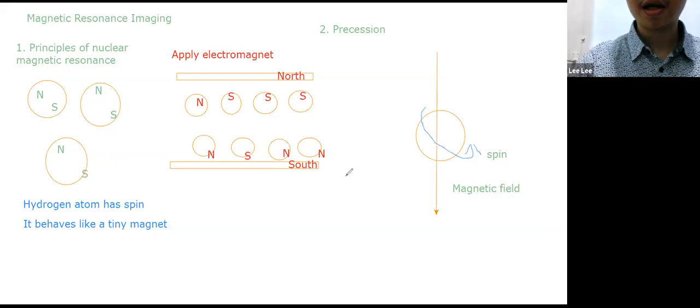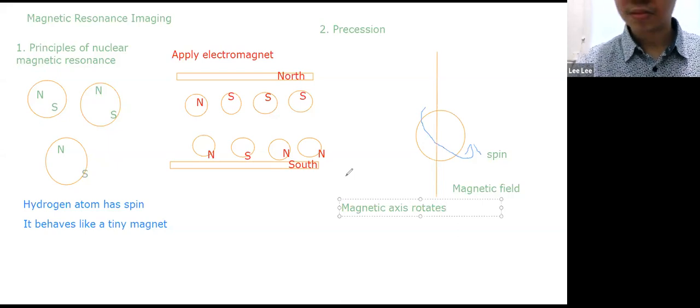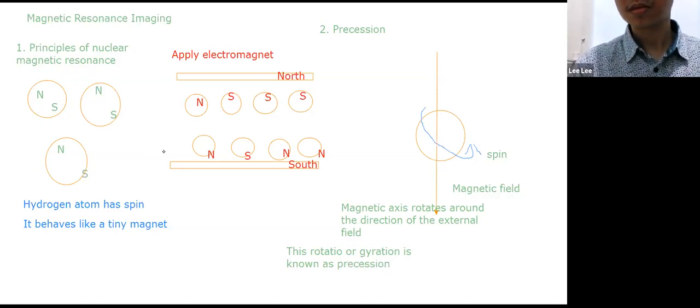Understand until here? In this spinning process, the magnetic axis rotates around the direction of the external field. This spinning or this rotation or gyration is known as precession. Do you understand until here? I will share the video, but if you want to take a picture of the board, you can do so.